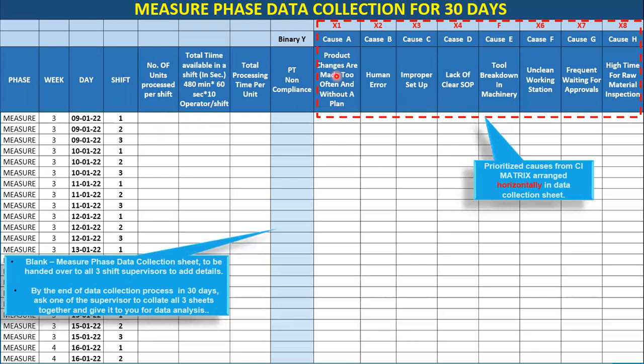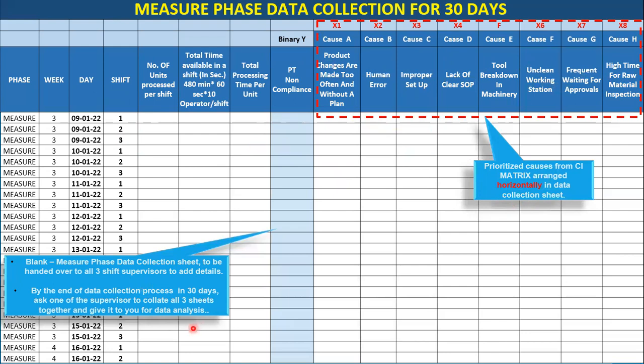Then on a horizontal bar, here in a row, you can find the causes x1, x2, x3 up to x8. Then you could read: product changes are made too often and without a plan, human error, improper setup, lack of clear SOP. So likewise, all those causes, and from where we got these causes, these are the critical causes which we got from the CI matrix. So all those causes, we just put them horizontally, right? So this is the template we have. Prioritize causes from the CI matrix and arrange them horizontally in a data collection sheet, right here.